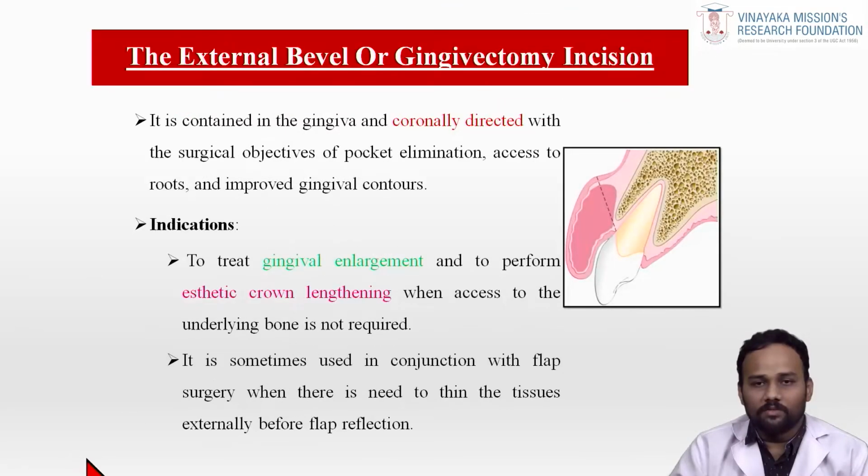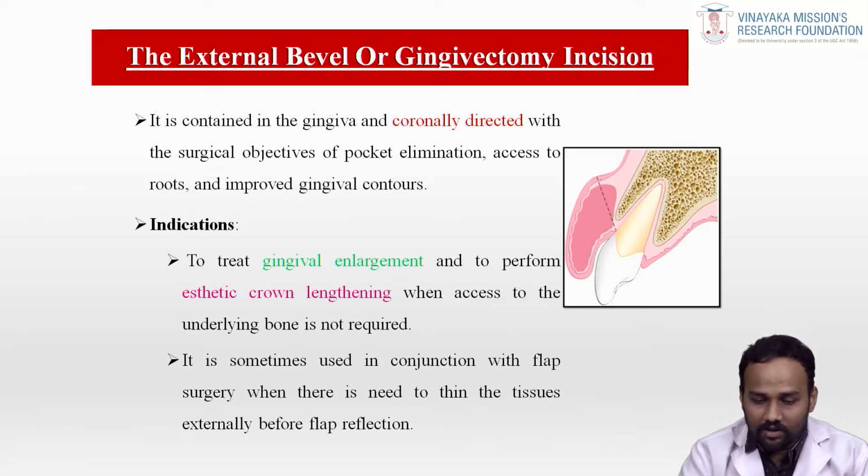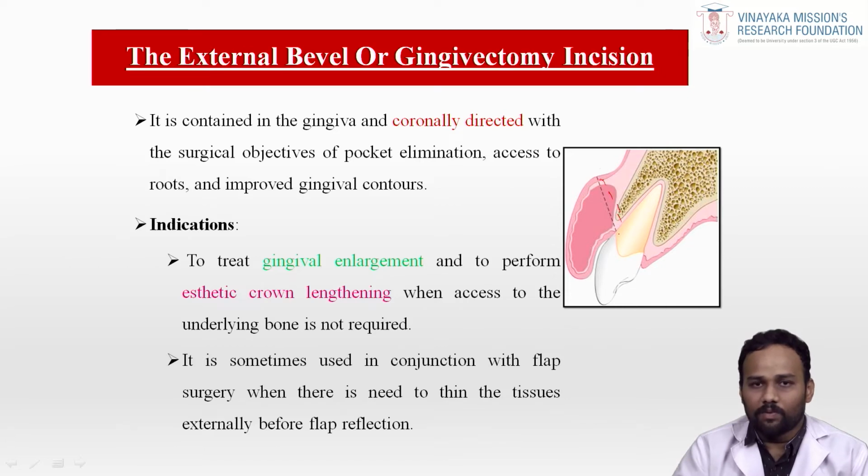External bevel or gingivectomy incision. This is also called gingivectomy incision because in this picture we can see the dotted line is the incision line, where the incision has to be placed from the apical aspect to the coronal direction. So it is placed on the outside of the gingiva, so it is said to be an external bevel or gingivectomy incision. It is indicated in cases of gingival enlargement or gingival overgrowth, or for elimination of the pocket.